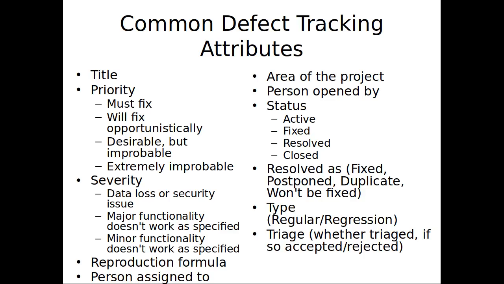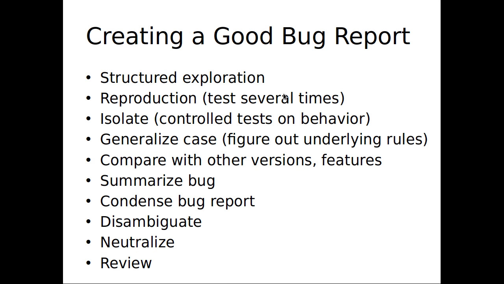Often you indicate if it's a regression or a regular bug. Is this something that's come back, or something that used to work and no longer does? So for a regression, we basically used to be okay, and now it's bad again. And then the area of the project, who opened it, and very critically, a formula to reproduce it. If you're reporting this bug, you want to say how do you get there. Also the person assigned to, and who reported it. These are two different people typically. The person reporting may be someone that the person who has it assigned to them wants to talk to, to find out exactly how they reproduced it.